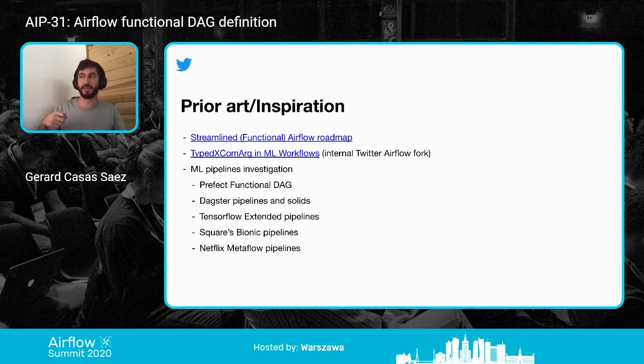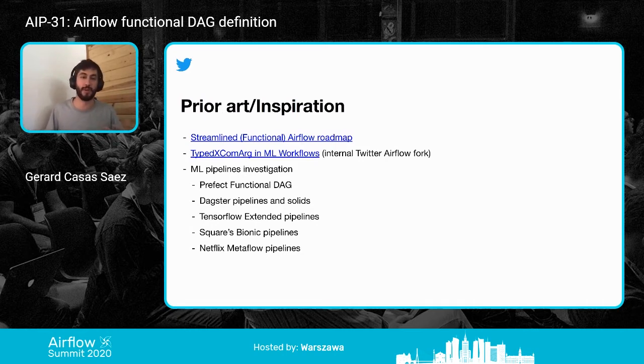And then another inspiration, really heavily, is Twitter. Twitter has an internal fork that basically has a typed XCom arg, which is a lazily evaluated class for XCom values. We actually talk about this in an ML workflows blog post, if you look it up. And some other prior art has come from our current investigations on ML pipelines at Twitter. If you want to learn more, my colleague Dan talks about this more, so I recommend watching that.